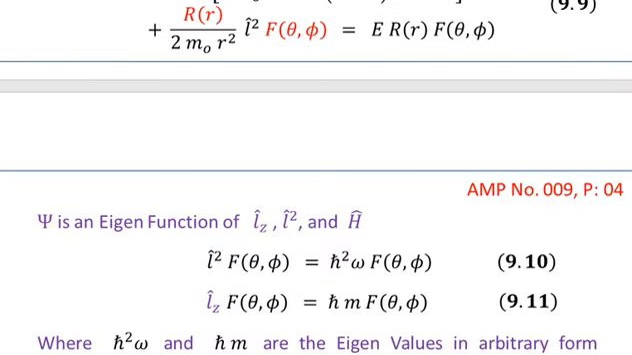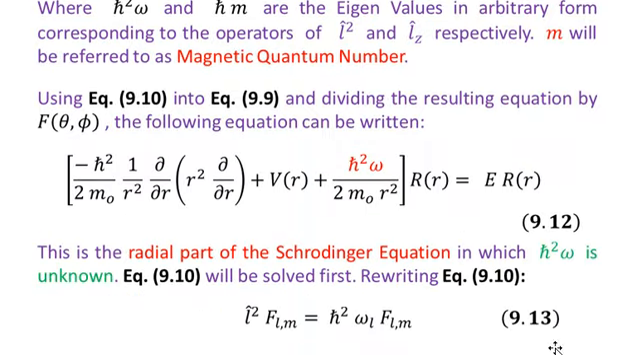So doing these two operations will give me the equation as shown in equation number 12, that is equation number 9.12. So I have minus h bar square over 2m times 1 over r square times the partial derivative with respect to r operating on r square times the partial derivative with respect to r, plus V of r, which is the central potential, plus h bar square omega, shown in red, divided by 2m r square, and this whole bracket is operating on the radial part of the wave function, R. And on the right hand side we have E times R, the radial wave function.